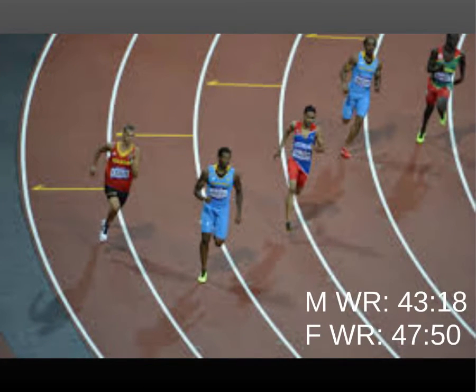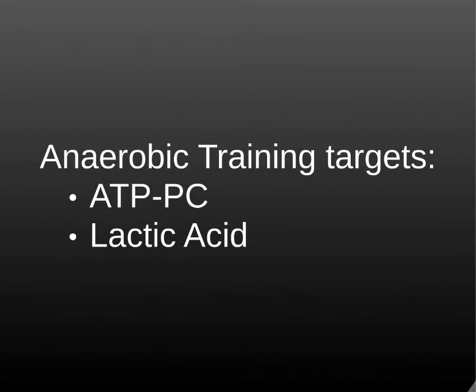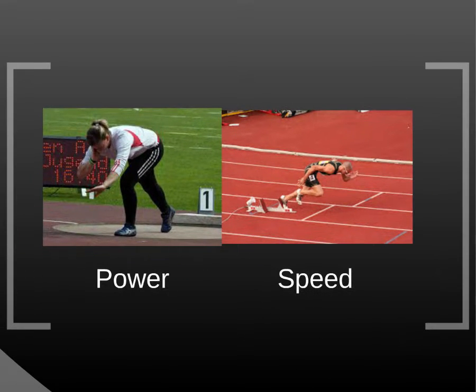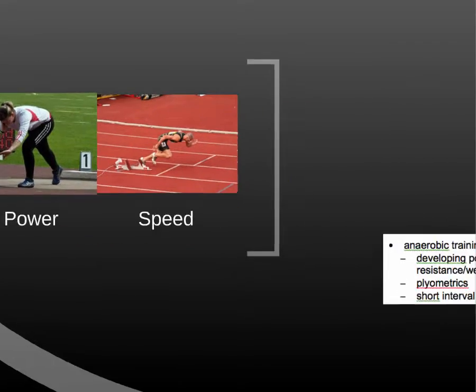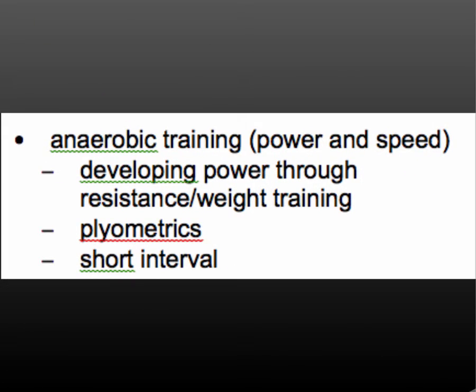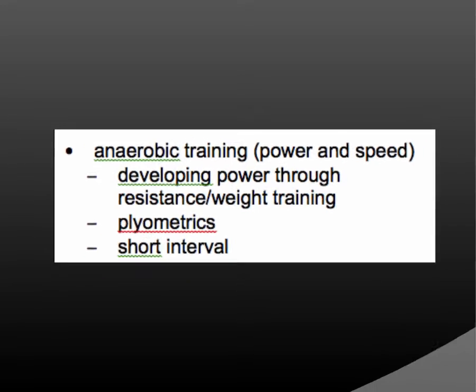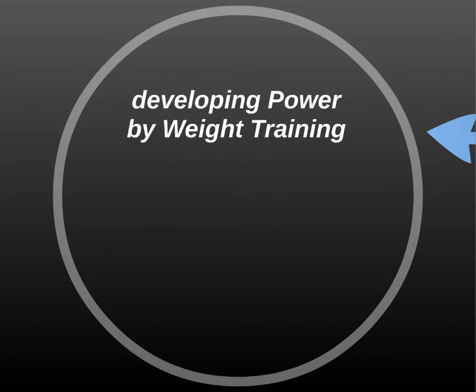A good example is the 400 meters in athletics, which at an elite level is in the mid to high 40 seconds. Anaerobic training targets the ATP-PC and the lactic acid systems. The components of fitness that anaerobic training should target are primarily power and speed, which is what the syllabus wants the focus to be. The syllabus suggests 3 types of training methods to improve power and speed. The first of these is developing power through resistance or weight training.